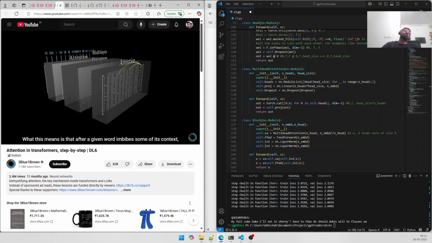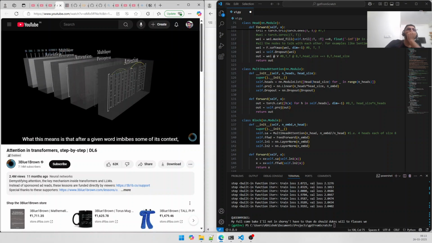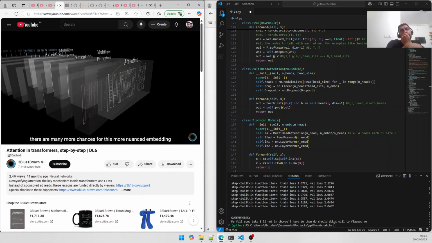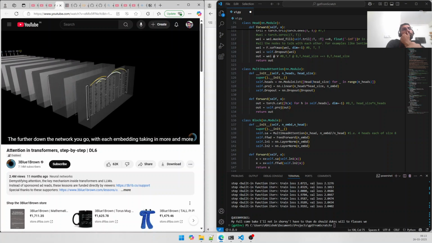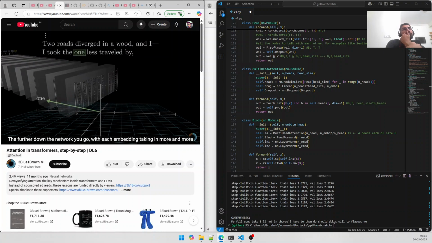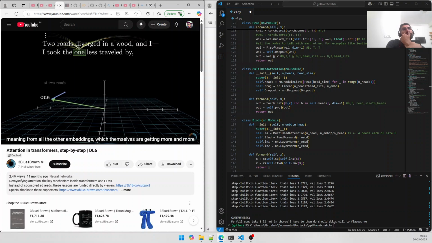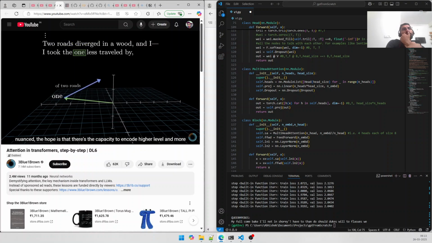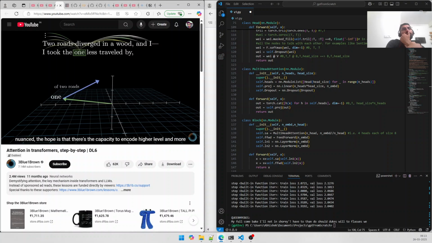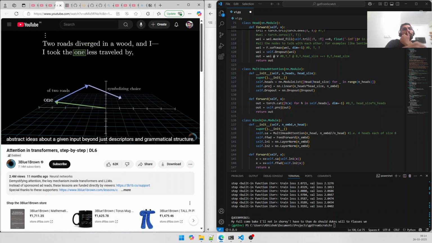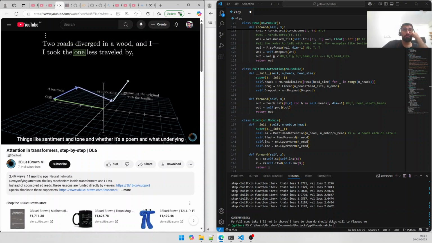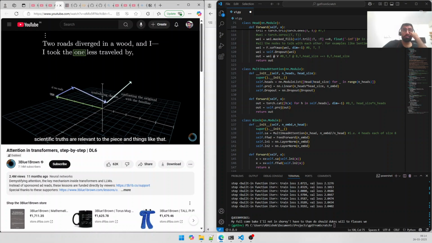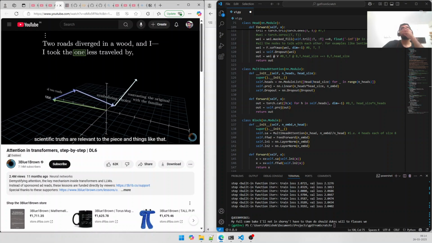What this means is that after a given word imbibes some of its context, there are many more chances for this more nuanced embedding to be influenced by its more nuanced surroundings. The further down the network you go, with each embedding taking in more and more meaning from all the other embeddings, which themselves are getting more and more nuanced, the hope is that there's the capacity to encode higher level and more abstract ideas about a given input beyond just descriptors and grammatical structure. Things like sentiment and tone, and whether it's a poem, and what underlying scientific truths are relevant to the piece, and things like that.